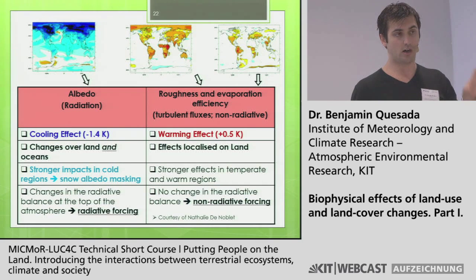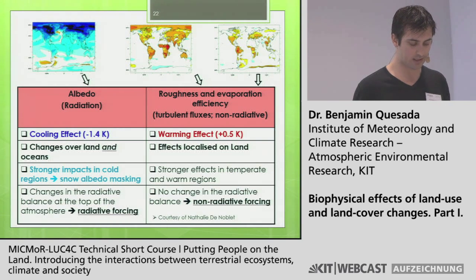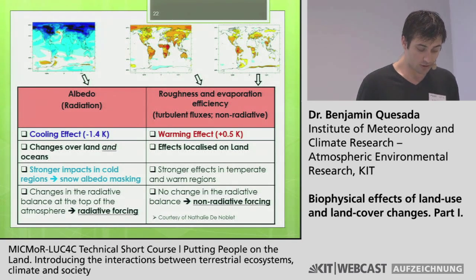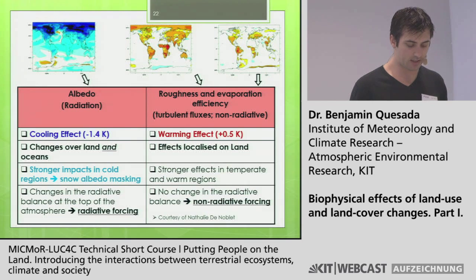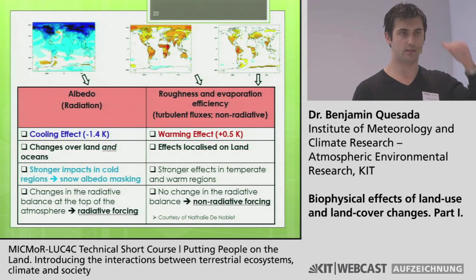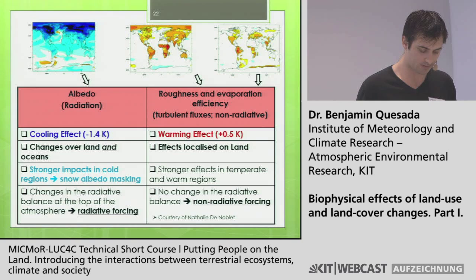The changes are over land, but also over oceans. I will explain in the next slides why, because it's not very intuitive why, if you deforest on land, a priori, you can have some impacts elsewhere, not on land. You have stronger impacts in cold regions because of the snow albedo masking effects, and that changes, because it's a radiative forcing, the radiative balance at the top of the atmosphere.